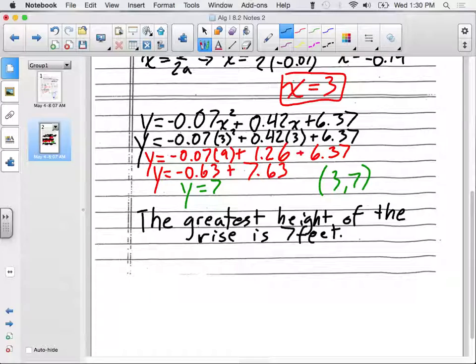Alright, so the height of this small rise, it was just a little one, so it's probably at the end of the roller coaster. So the greatest height of it, or the maximum of this rise, is 7 feet. Maybe it's a kiddie coaster, there you go. So we found the vertex of it, we found its x value, we used that to find its y value, and that y value is what we just found, the greatest height of that rise.